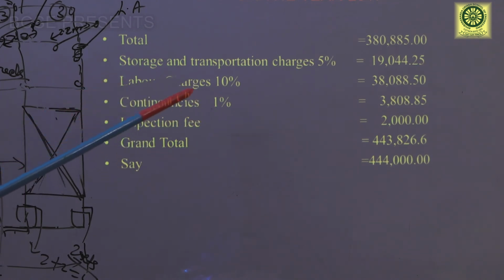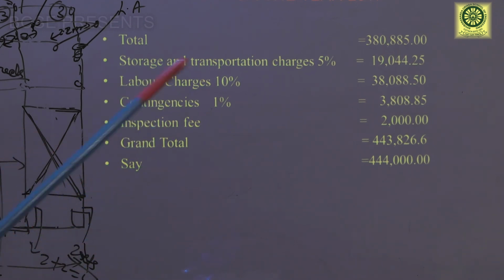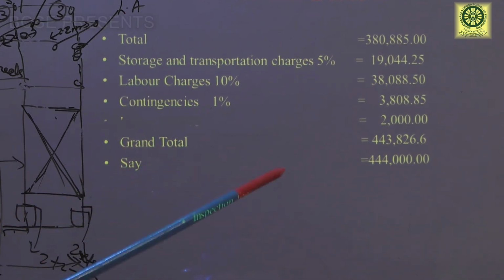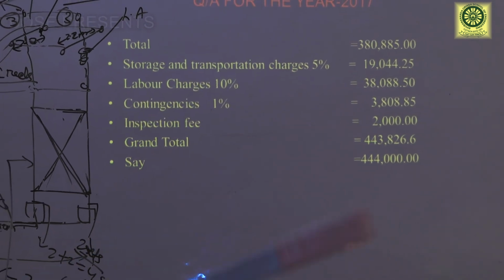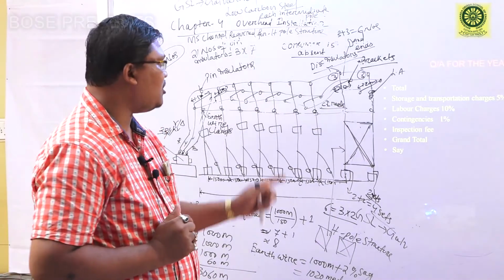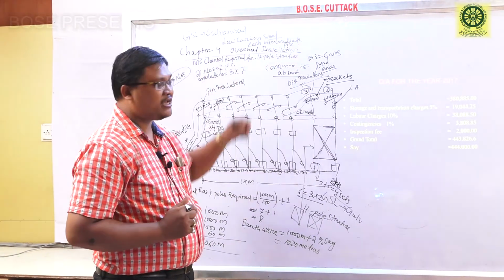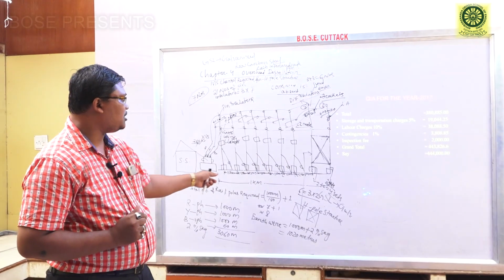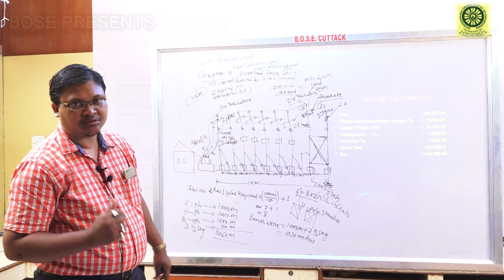Then labor charges 10%, that is 38,088.5. Inspection fee 2,000. So grand total is coming 4,43,826.6, and after rounding off we are getting 4,44,000. So this is what the materials required for this overhead installation of 1 kilometer length.